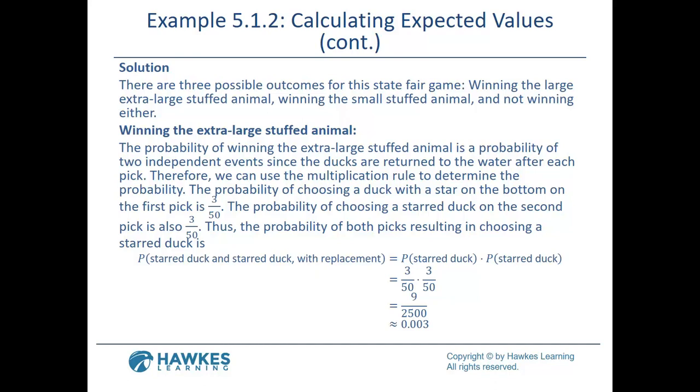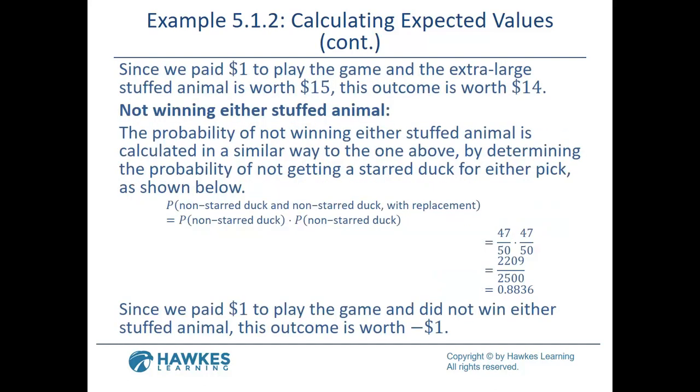And so picking a star duck is 3 out of 50. And then choosing a second duck that has a star on it is still going to be 3 out of 50 because remember, we put it back. Okay, so our overall probability of getting 2 ducks with stars on them is going to be 9 out of 2,500. Now, again, we've already paid $1 for this game, right? And the extra large stuffed animal is worth $15. So realistically, I've already paid $1 on it, so I'm only getting $14 worth of stuff.